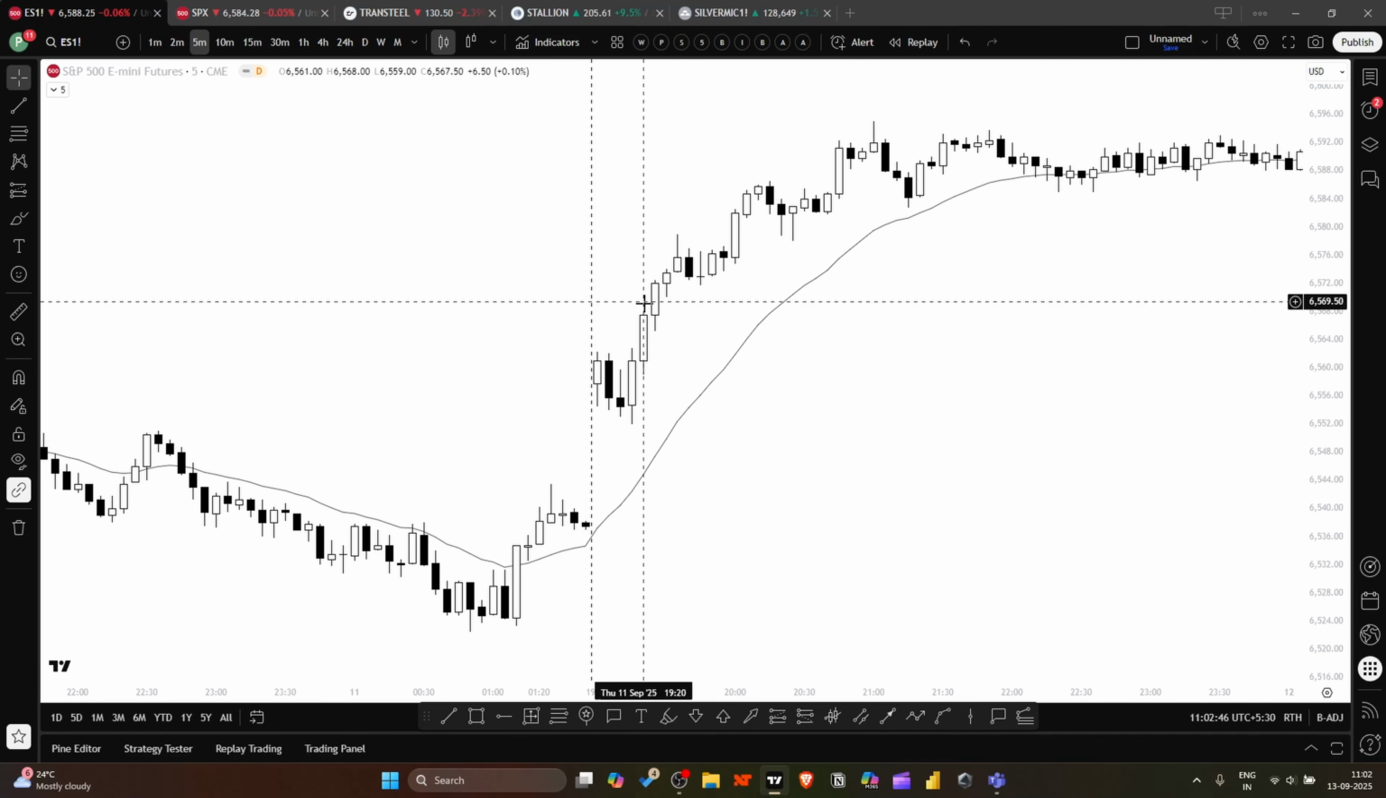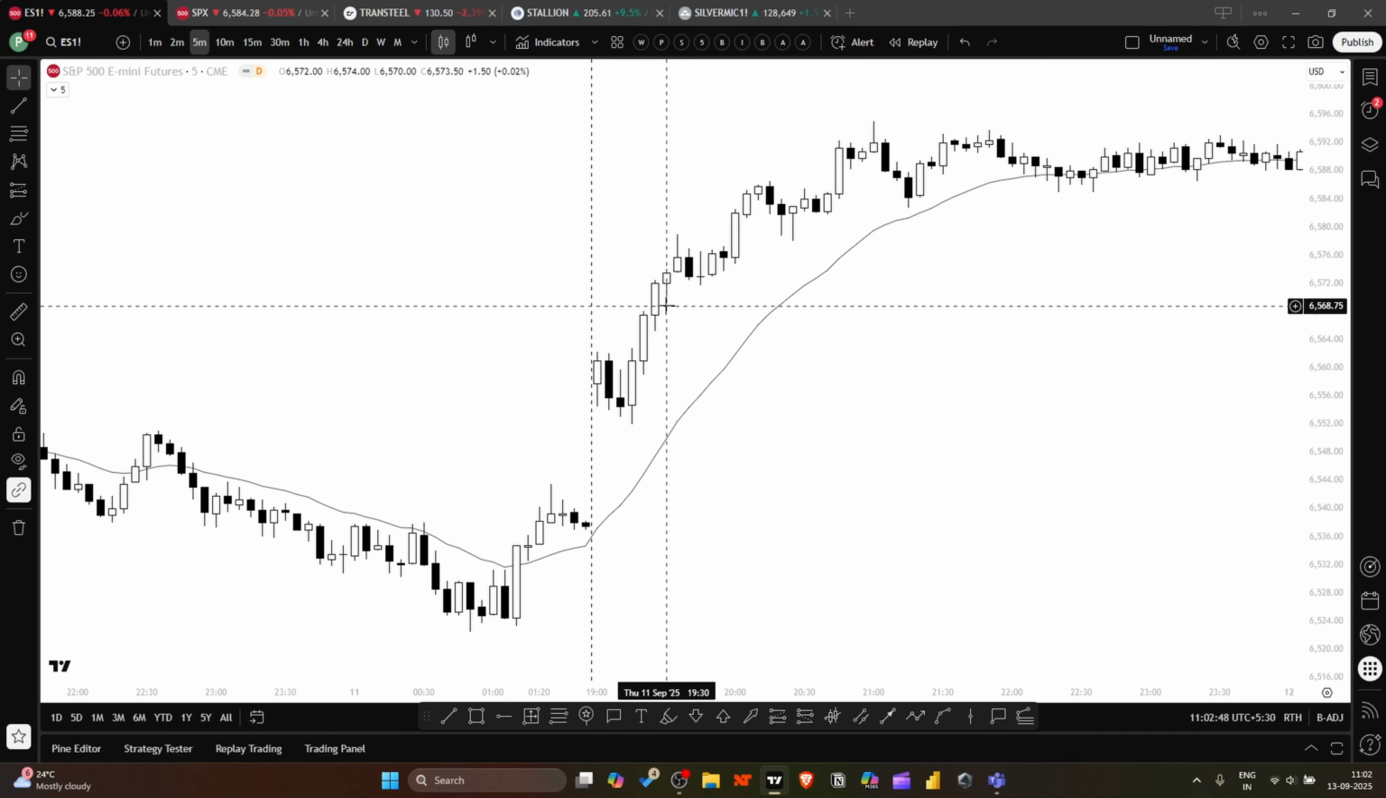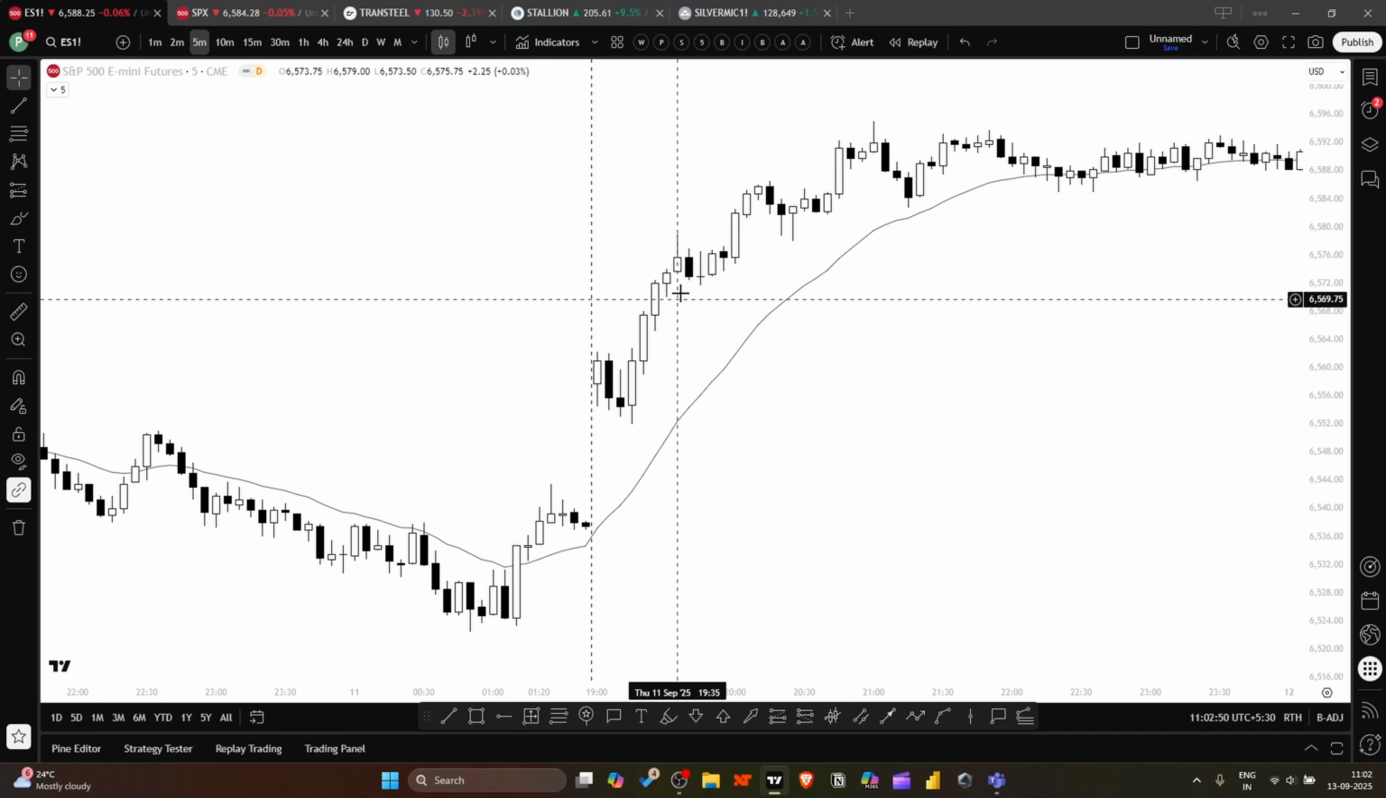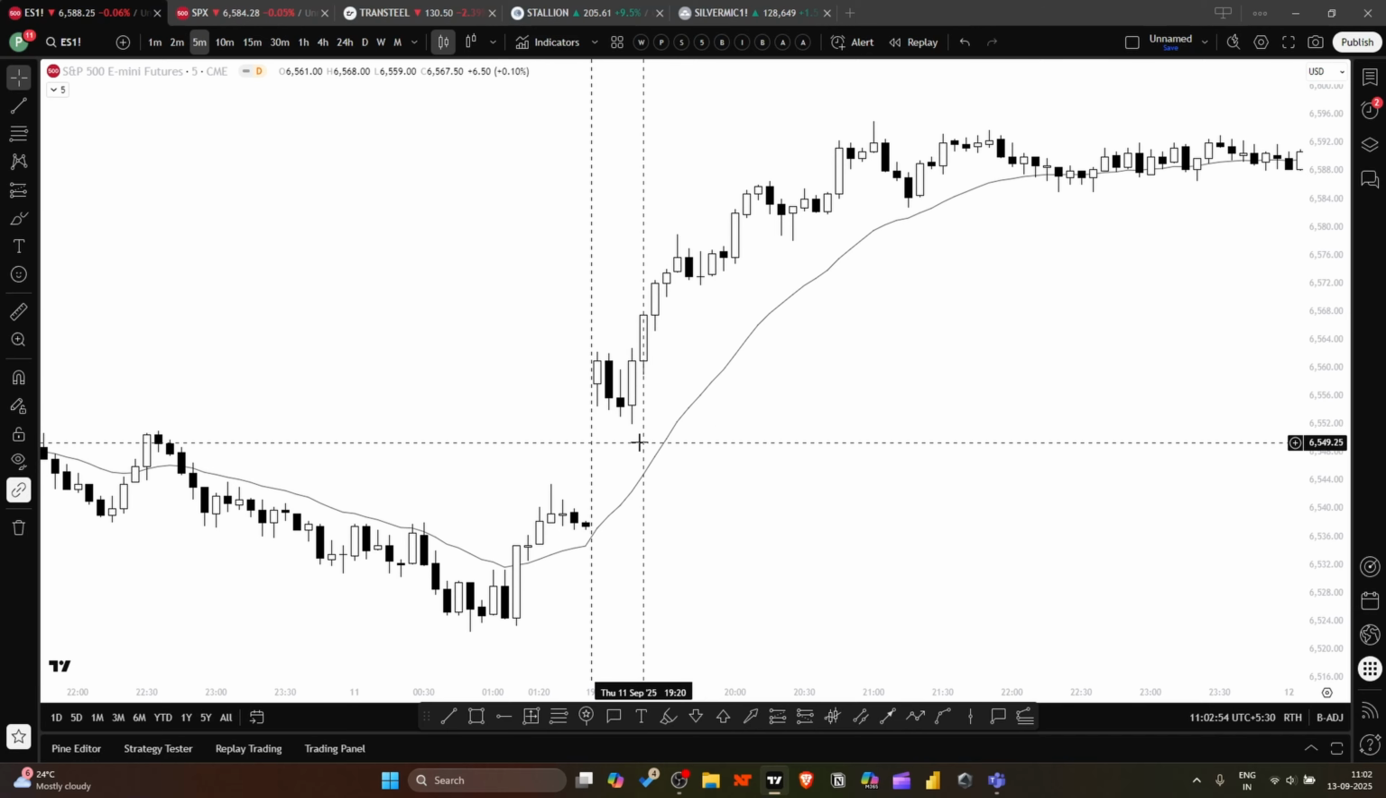Let's say this is a breakout, this is a breakout, this is a breakout. This momentum is slow. Why do I call it a slow momentum candle?